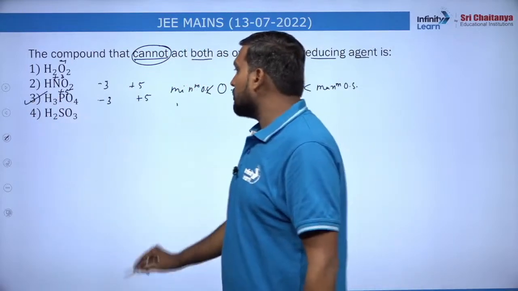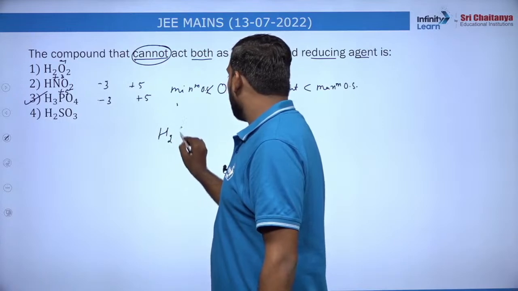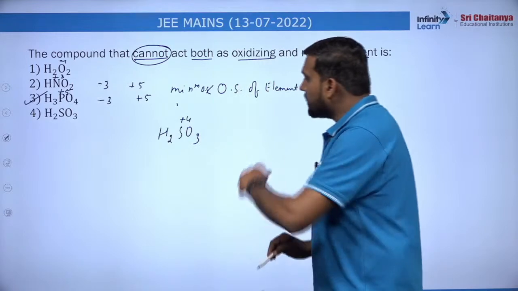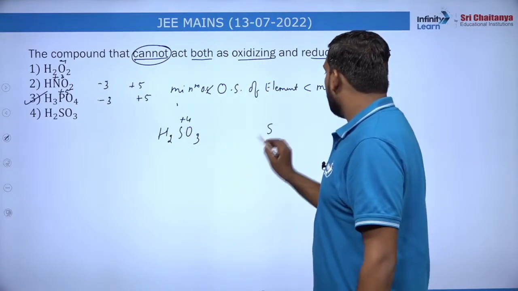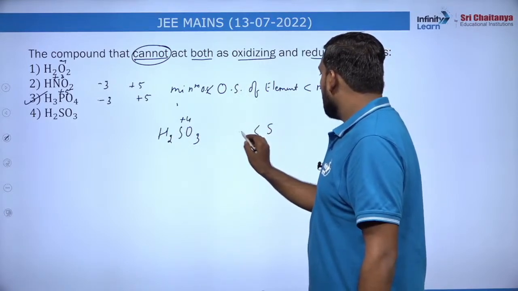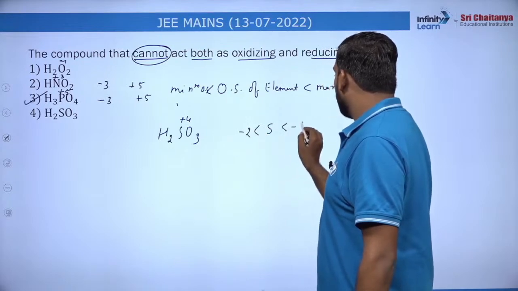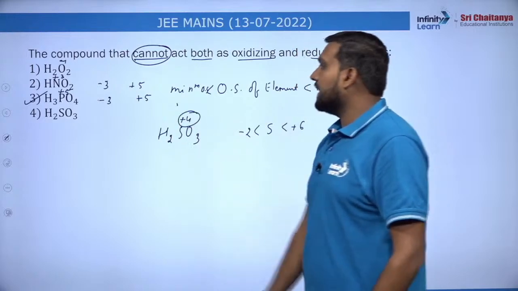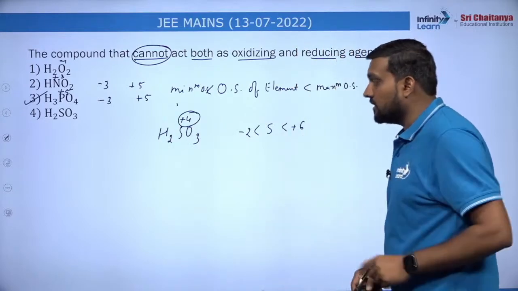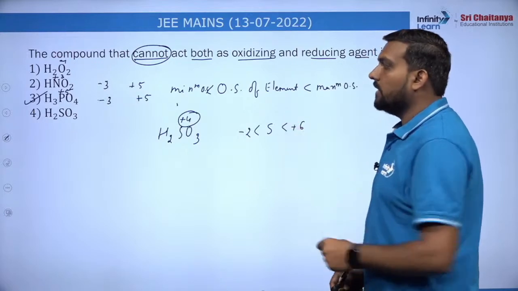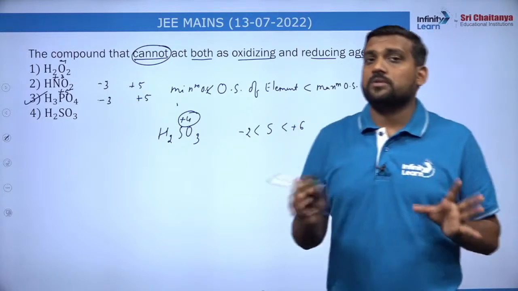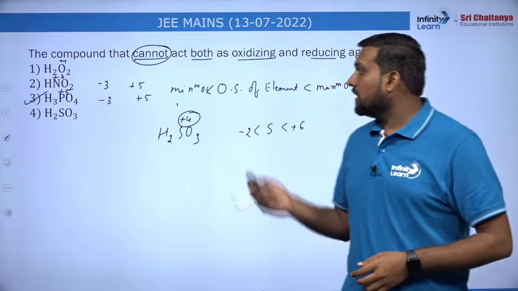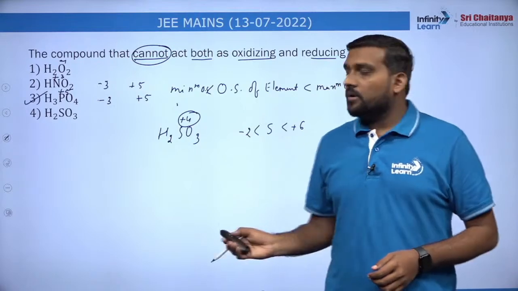Now going for the last option, that is H2SO3. Here the sulfur is present in +4 oxidation state, and the maximum oxidation state of sulfur is +6 and the minimum value is -2. It is in between, so it can act as both oxidizing and reducing agent. So only H3PO4, where phosphorus is already present in the maximum oxidation state, cannot act as both oxidizing and reducing agent. So the correct answer is option number 3. Going for the next question.